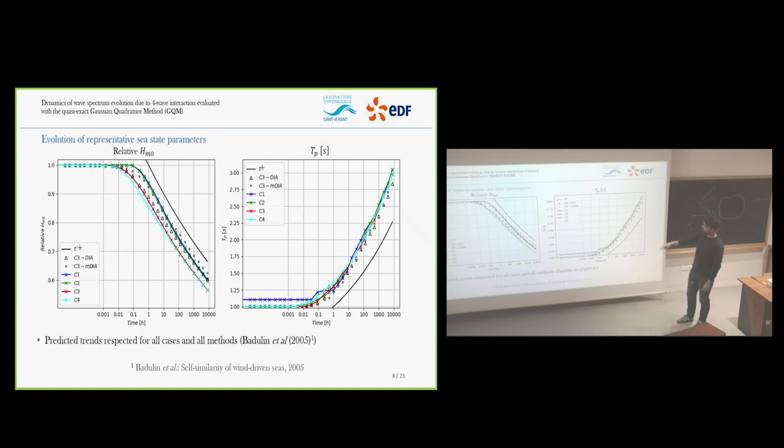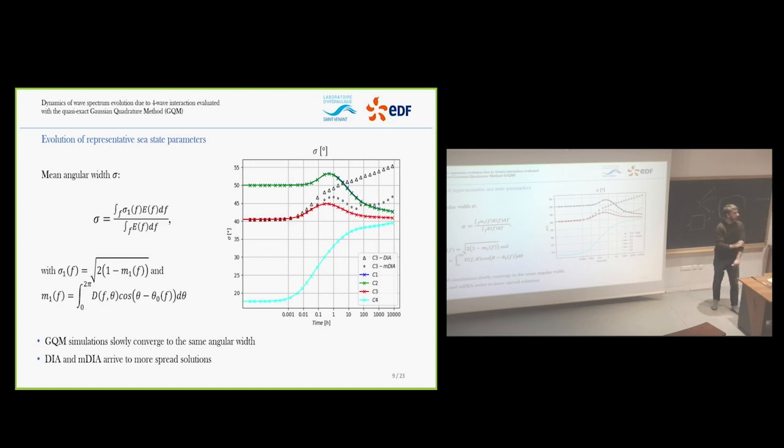And the solid black lines are the theoretical predictions that were obtained by Ardhuin et al. in the paper of 2005. And as you can see, for all methods and all cases, the slope almost fits well with what was predicted theoretically. Another parameter we looked at is the angular width.